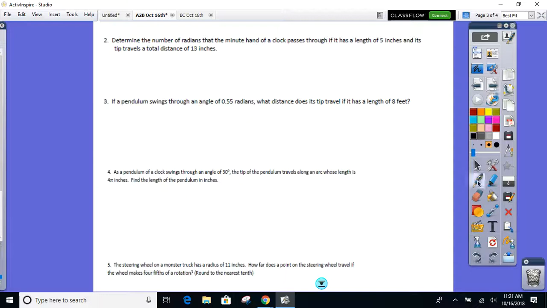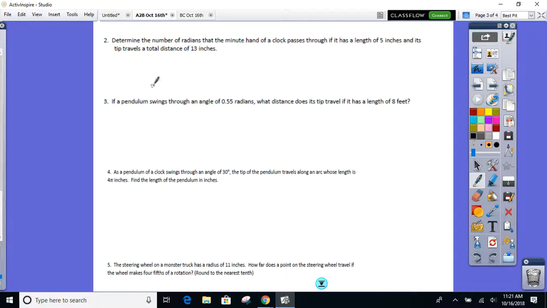Oh, more reading. I know you love it. More reading. Here we go. Oh, going to the clock. Determine the number of radians that a minute hand of a clock passes through if it has a length of 5 inches and its tip travels a total of 13 inches.